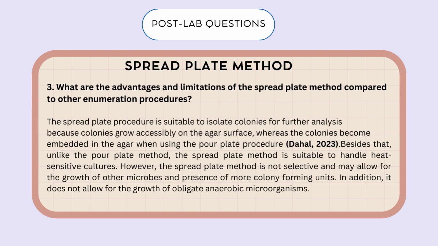What are the advantages and limitations of the spread plate method compared to other enumeration procedures? The spread plate procedure is suitable to isolate colonies for further analysis because colonies grow accessibly on the agar surface, whereas the colonies become embedded in the agar when using the pour plate procedure. Besides that, unlike the pour plate method, the spread plate method is suitable to handle heat-sensitive cultures. However, the spread plate method is not selective and may allow for the growth of other microbes and the presence of more colony-forming units. In addition, it does not allow for the growth of obligate anaerobic microorganisms.